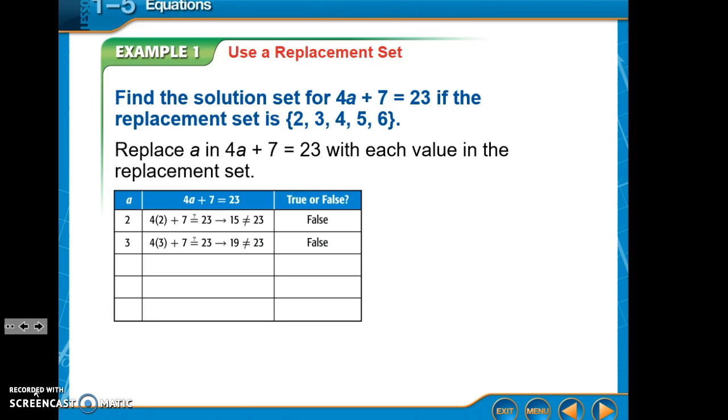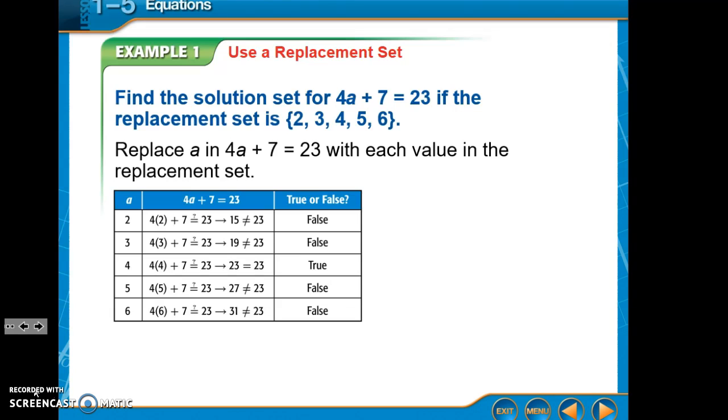Alright, so when we plug 2 in, 2 times 4 is 8, plus 7 is 15. That does not equal 23, so it doesn't work. Plugging 3 in, we get 19, and that does not equal 23. When we plug 4 in, we get 23 equals 23, so it's a true statement. 5 does not work, and then 6 will not work. So that's all you're doing.